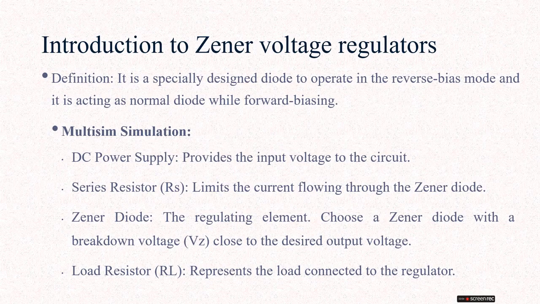So what is a Zener voltage regulator? It is a specially designed diode to operate in the reverse bias mode, and it acts as a normal diode in the forward bias condition.